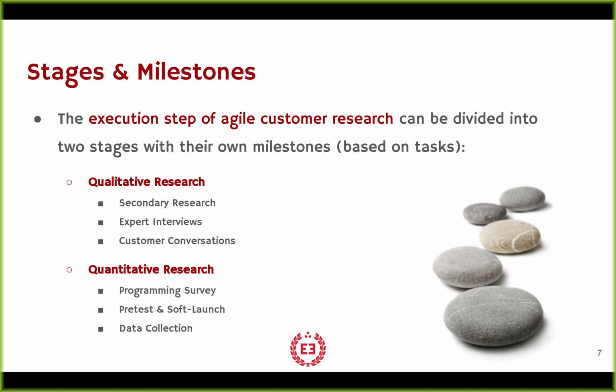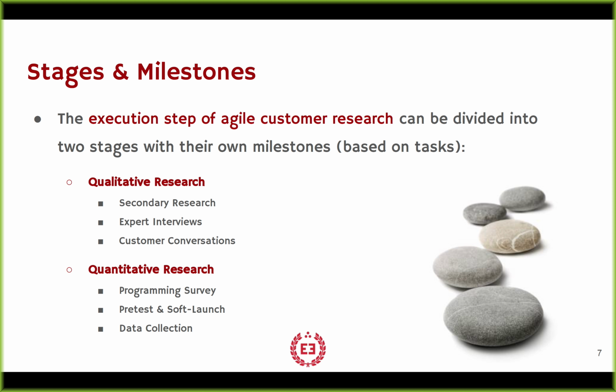There is an Agile system that only utilizes qualitative research. You could do that every month, over and over and over. 10, 20, 30 customer conversations and never go into an actual survey. But we have found that blending these two together creates the best outcome. Now, within the qualitative research stage, within the execution step, there are three main milestones: secondary research, expert interviews, and customer conversations. And these are going to be each individually talked about here in some of the upcoming slides.